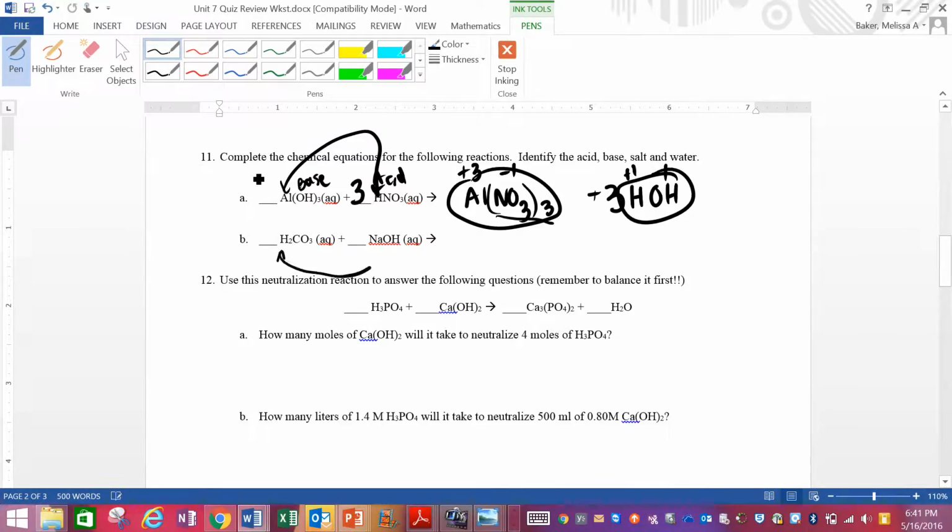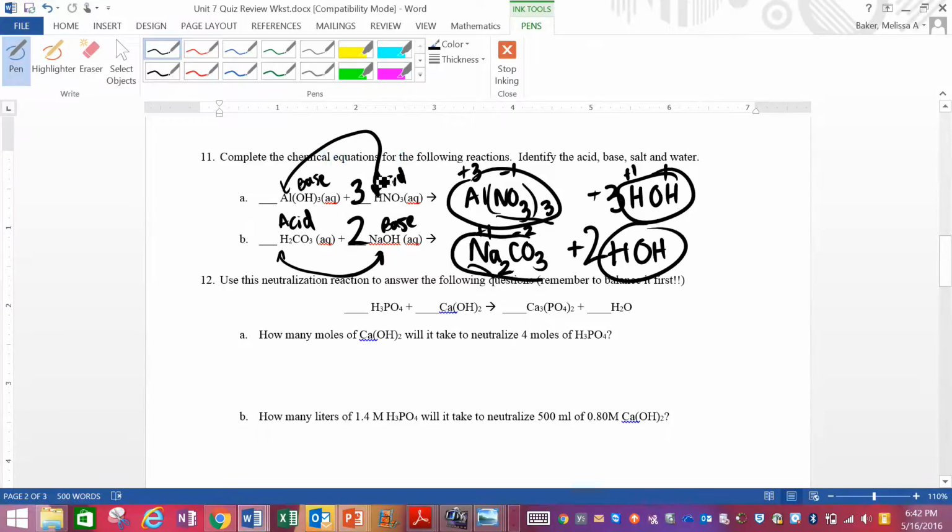Alright, next one. What have we got here? NaOH, this must be the base. It's got the hydroxide. This one starts with an H, it's the acid. Na is now going to be with CO3. Na is a +1, CO3 is a -2, so that's Na2CO3. And H is now going to be with OH, H2O. And then it's Na2, so we're going to need a 2 there. 4 hydrogens, we're going to need a 2 there. Here's the water, obviously, and here we've got the salt, sodium carbonate.